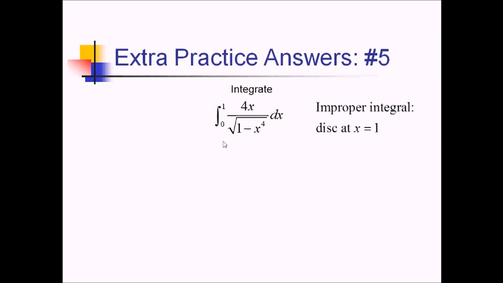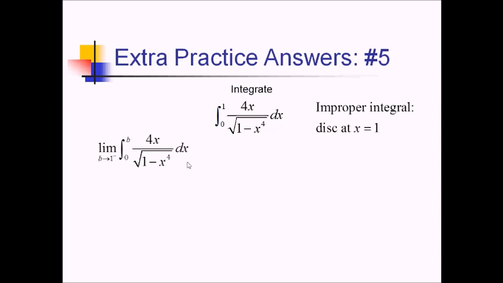Because we have that discontinuity at 1, this is actually an improper integral, and we have to evaluate this using limits. So instead of writing 1 up here, I'm going to put b, and I'm going to take the limit as b approaches 1. This is the rightmost limit, so this is going to be from the left side. So the limit as b approaches 1 from the left of the integral from 0 to b, same stuff inside.